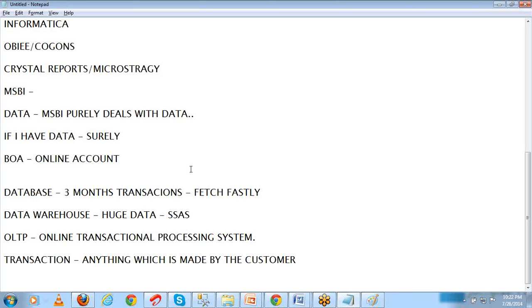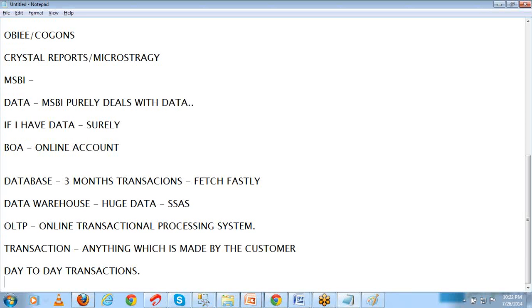And if you see a bank, what are the transactions today? This many people deposited, this many people withdrew, this many transactions are made from ATM, this many accounts are being created, this many accounts are being closed, this many applications are received, this many employees have joined. All this is called transactions. This is called day-to-day transactions.